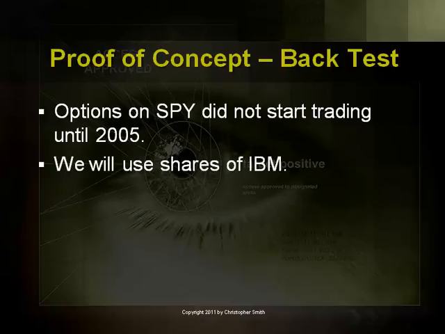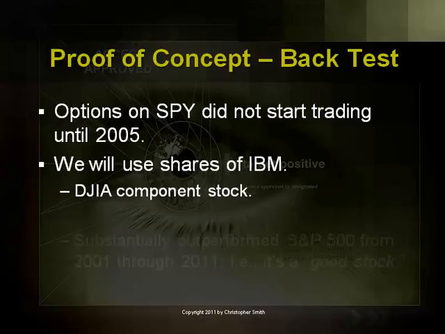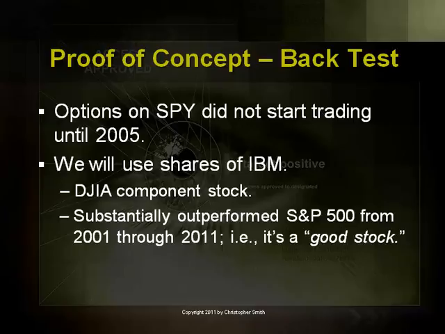What I ended up doing was settling on shares of IBM. It's an individual stock, but it tends to be a very good investment quality stock. It's a member of the Dow Jones Industrial Average, and it substantially outperformed the S&P 500 from 2001 through 2011. So this is what we would consider a good stock, something that you might want to own as part of an equity portfolio. And for purposes of demonstrating the concept, I think it's a good place to start.